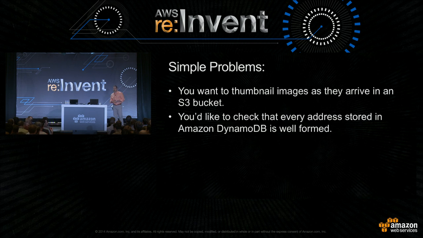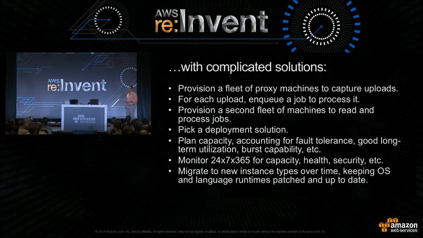Another simple problem, imagine that you've got a DynamoDB table. You've got addresses stored in the table, and you'd like to verify that each of those addresses is well-formed. It may be corrected if it's not. Easy to describe, probably not very much code for either one of these problems. But what does it take to actually implement them?